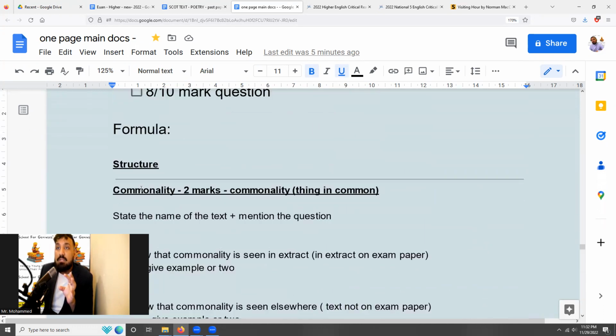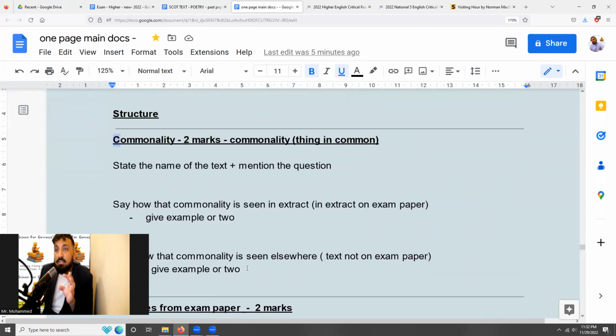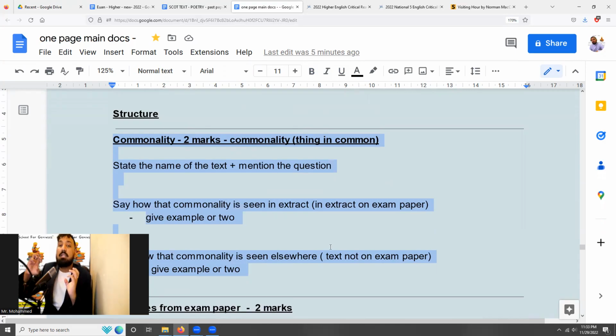Now, in terms of the beginning, write this down. The first section is called the commonality section, and the commonality section is all about laying out what you're going to be focused on, that is, the text that you're going to focus on, and then laying out how you're going to compare them.